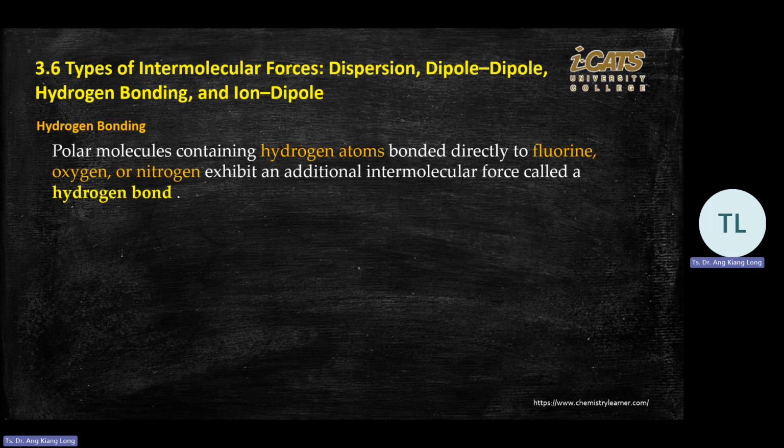Okay, so a polar molecule containing hydrogen atoms bonded directly with fluorine, oxygen, or nitrogen will form hydrogen bond. So this is an additional guideline for you to decide whether it has a hydrogen bond or not. With this, you see H combined with F, H combined with O, H combined with nitrogen, it will form hydrogen bonding.